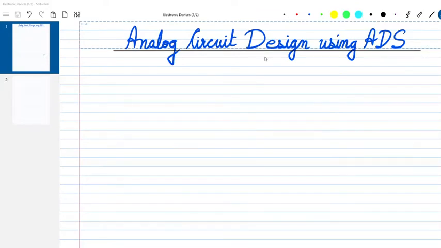So I'm going to start this series with 2 or 3 sessions on devices, electronic devices and circuits, and then I'm going to proceed to more advanced designs in analog circuits. So let's get started.